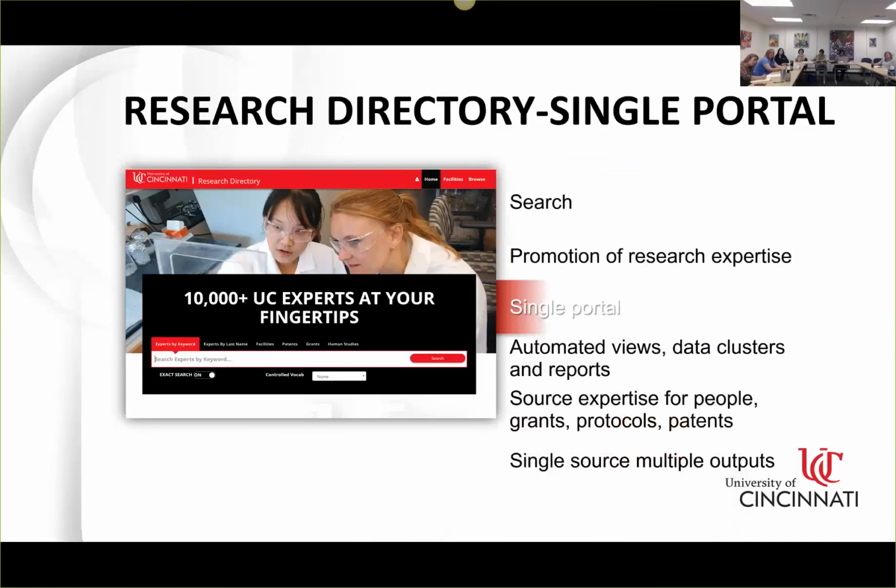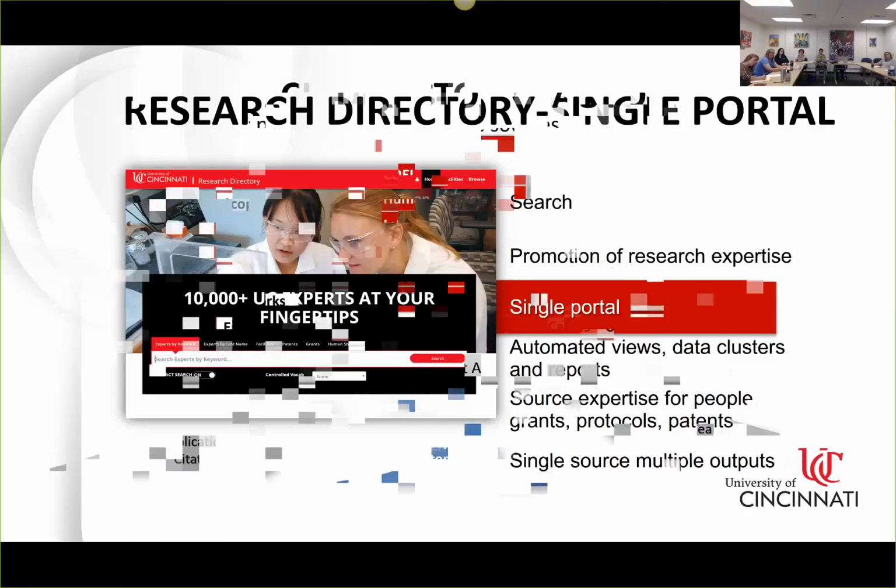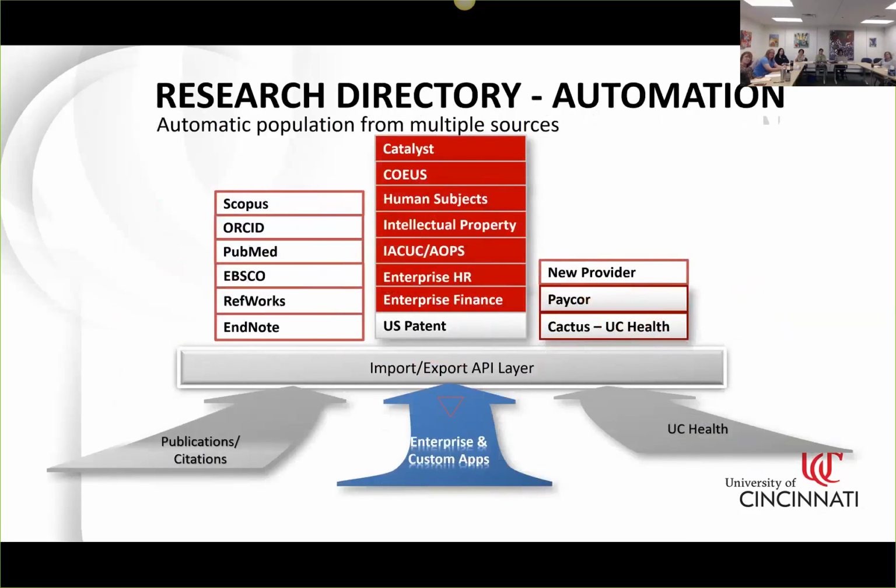So most of you know it pretty much by the search, I would imagine. So there's a way to search the information. There are 10,000-plus experts in the system right now, and that's because it doesn't just include faculty at the university. It includes admin, faculty and partners, as an example. It has automated views, data clusters, single source, multiple outputs.